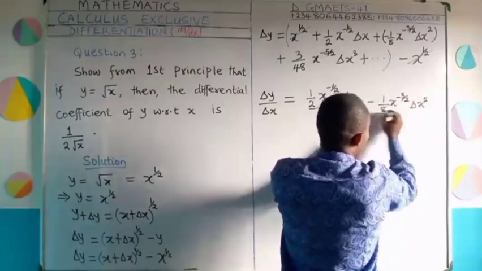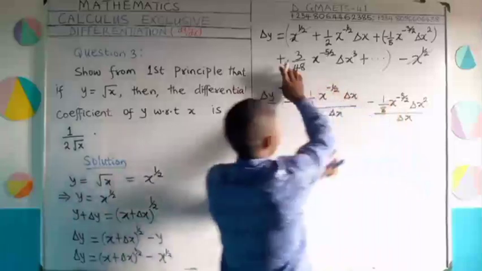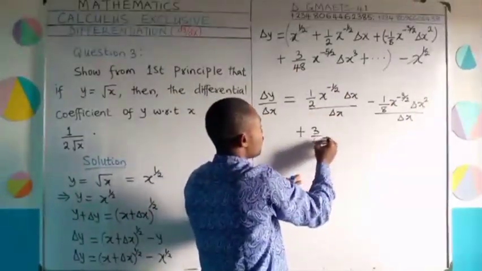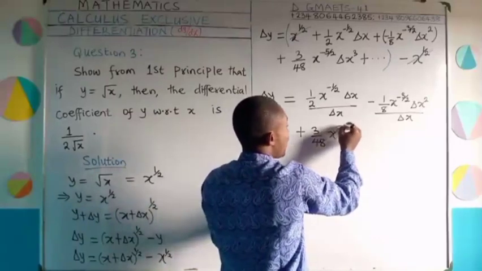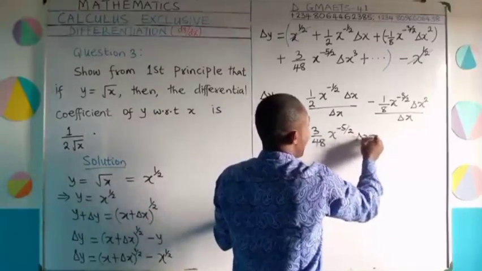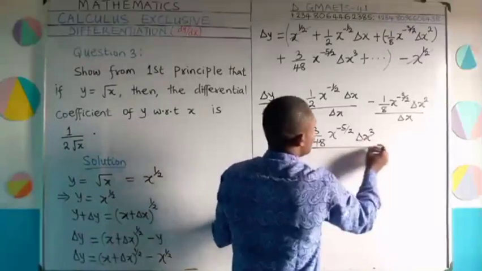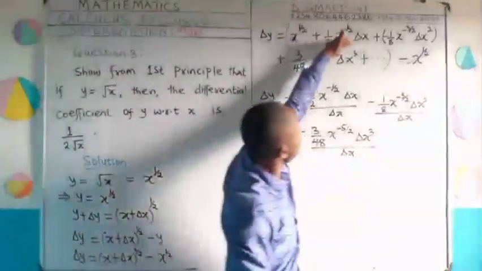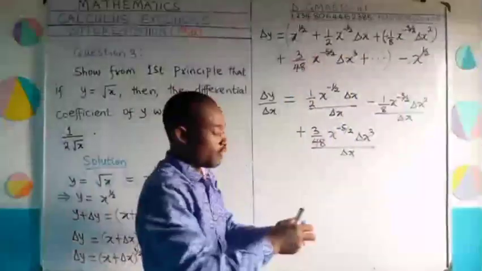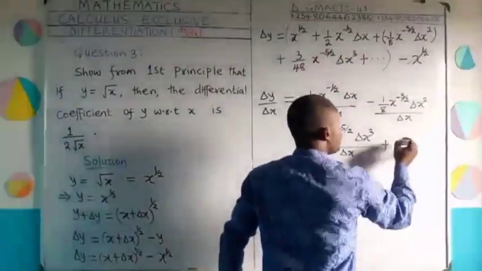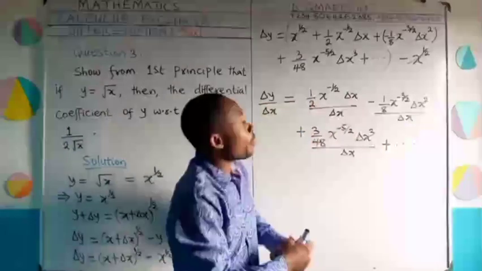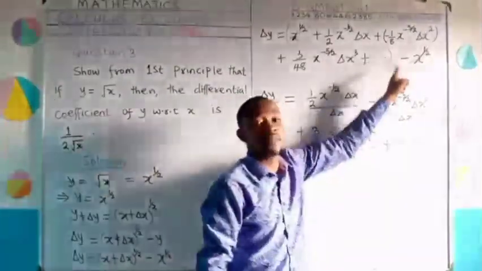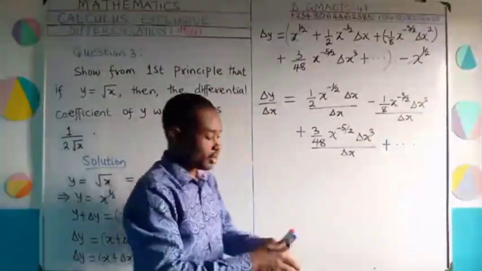Now we are going to divide this by delta x. Then the next term is plus 3 all over 48, x raised to the power minus 5 over 2, delta x raised to the power 3. I'm dividing this by delta x. Remember, there are terms that we have: this, this, and this. Divide each of them by delta x. Now this continues. So suppose I decided to get maybe the 5th term, the 6th term, the 7th term. Each of them will be divided by delta x.